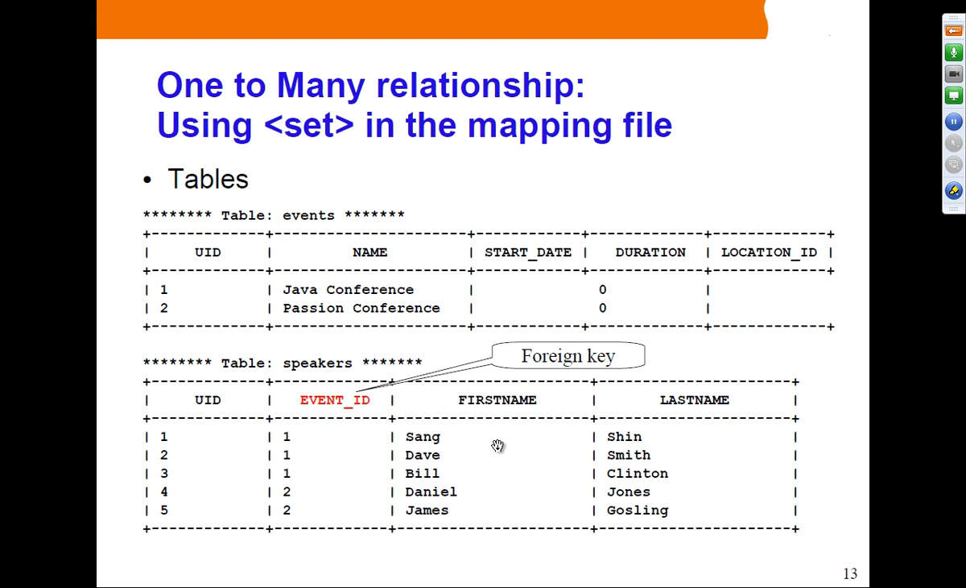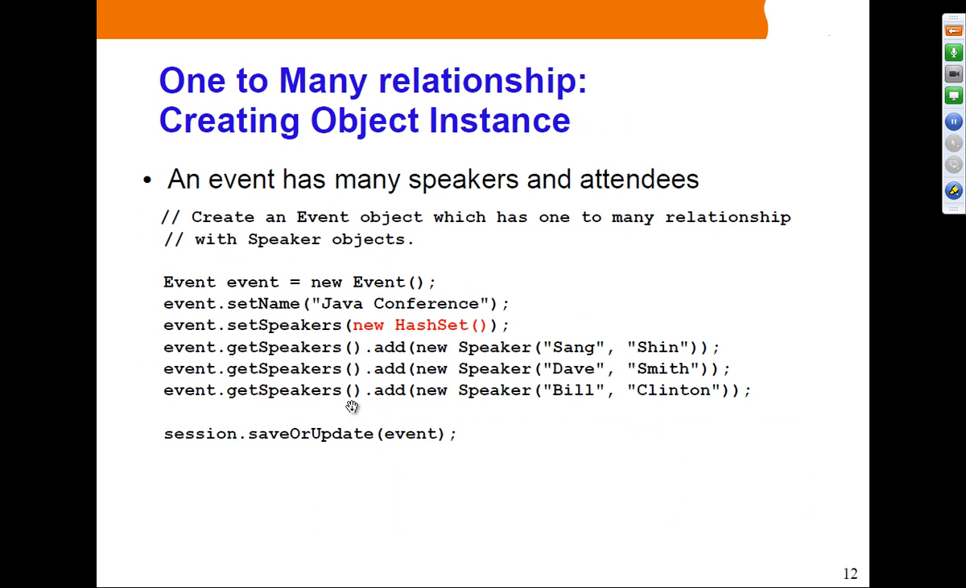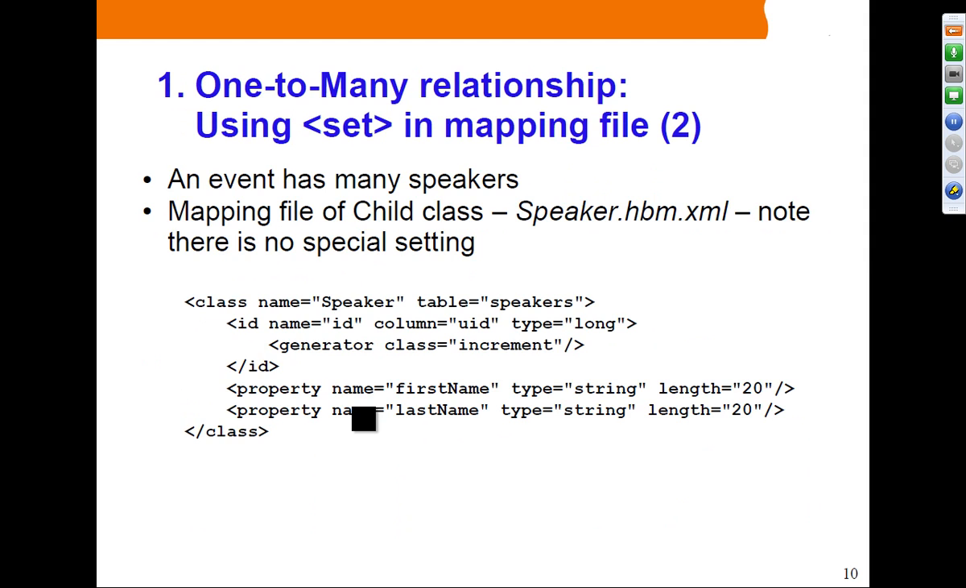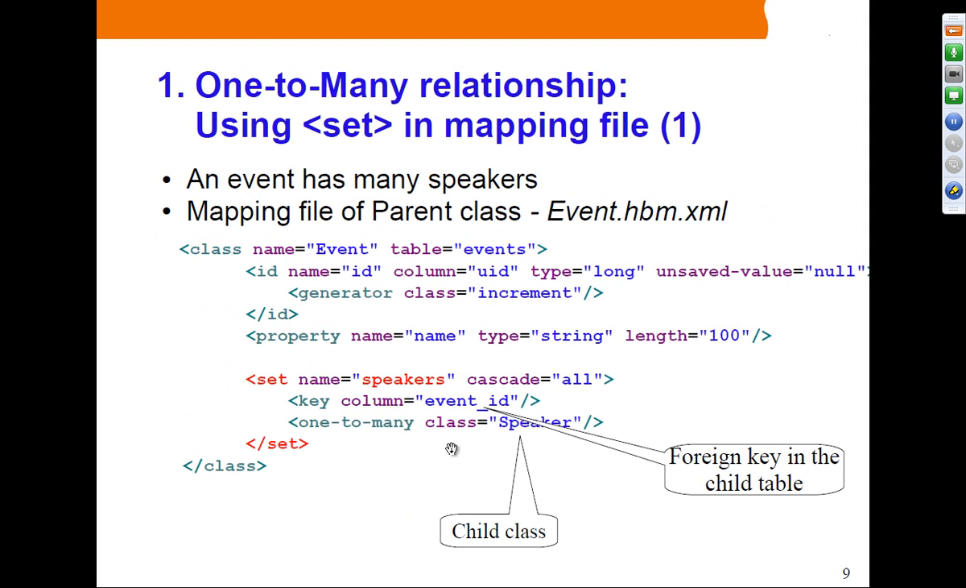So when you do this, the speaker table is actually the one that has the foreign key column, which is the event ID, and that is what is specified right here, the key column. If you change this value, in the exercise you can just change this value and see what happens. So in the exercise, try to change things around and see whether things are working fine.